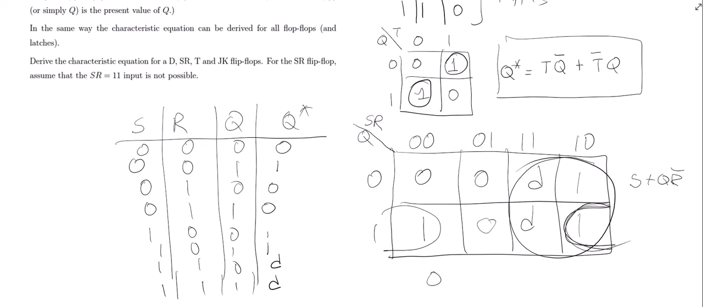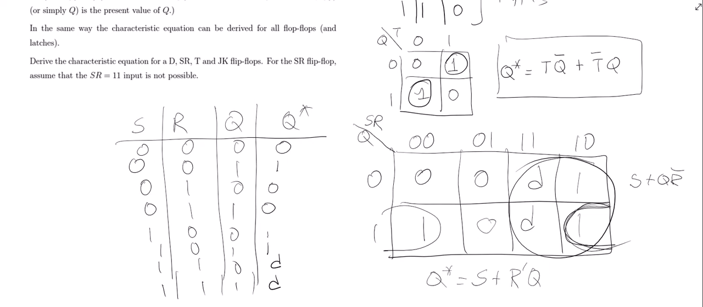So my characteristic equation is Q star equals S plus Q R prime. Prime is another way of saying not. I think Dr. Trahan uses the bar mostly, but Dr. Veda uses the prime, so you can just get used to that as well. Okay, so that's the characteristic equation. That's how you do that.